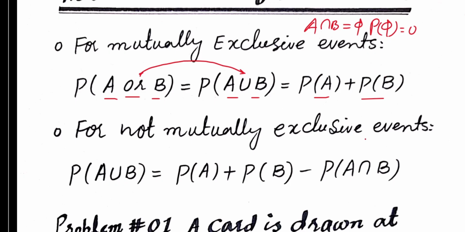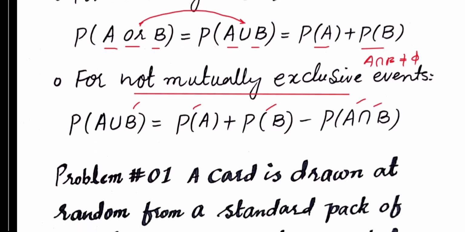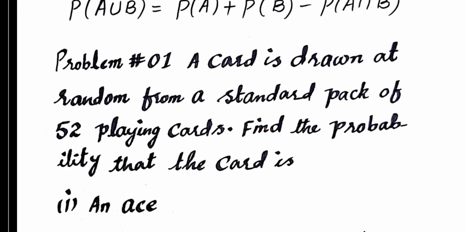For not mutually exclusive events, probability of A union B is probability of A plus probability of B minus probability of A intersection B. Because at this time, your events are not mutually exclusive events, so they can share some common points. So that's why their intersection will be non-empty. So in this case, probability of A intersection B is possible. So let us discuss this concept with some important problems that you can see in your past papers.